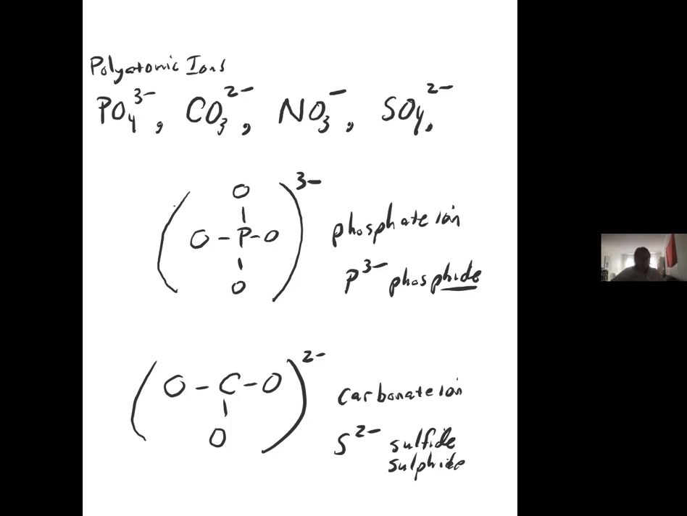There's one that's positively charged. Not a lot are positively charged, interestingly enough. This one right here is called ammonium. So the ammonium ion is positive. There's 4 hydrogens.